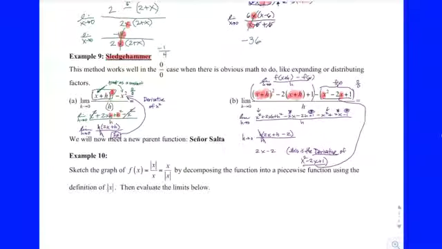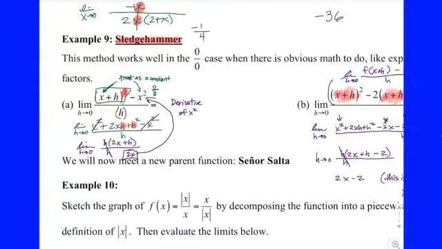Okay, have a fantastic lunch, and we'll pick up with a new parent function after lunch. Woohoo, that's exciting.